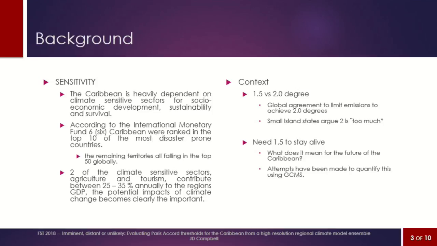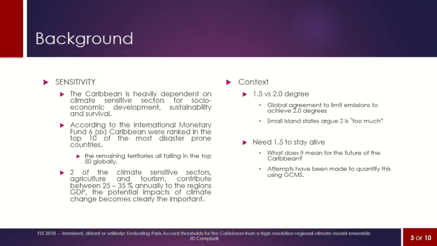You've heard about sensitivity from Prof. Taylor's talk. You've heard about biodiversity from Kim's talk. You've heard about drought from Rochelle's talk. Why is that all important? It's important because almost every single sector for economic viability within the region is climate sensitive. If you think about agriculture, tourism, health, energy, it's all linked to climate. So with that in mind, we have to keep climate at the forefront of our minds.